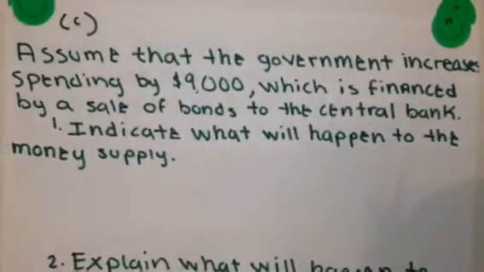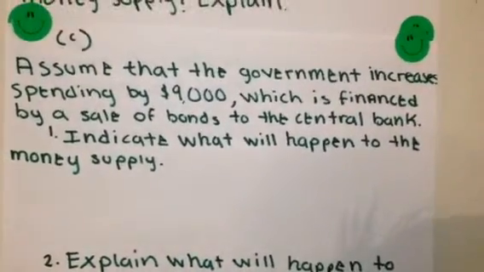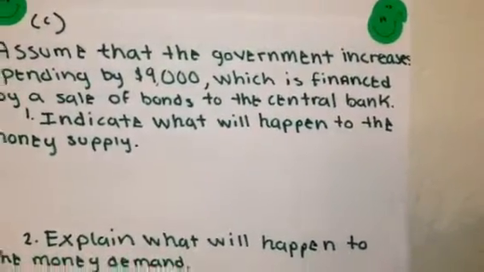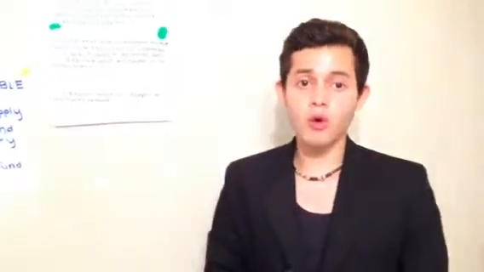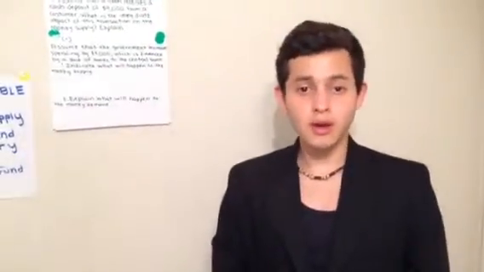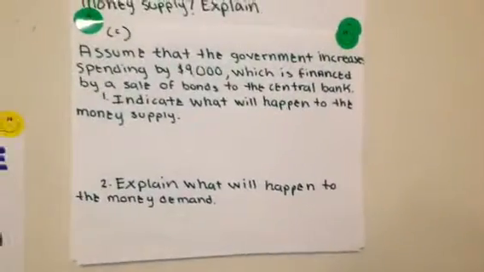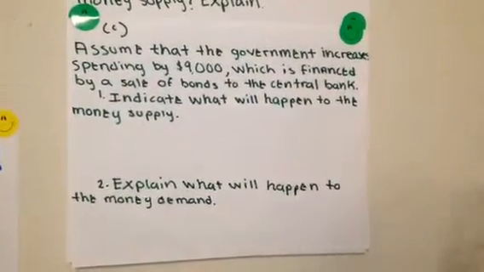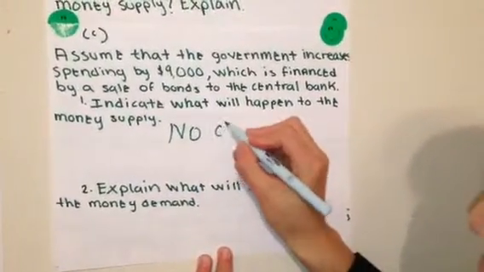It says, assume that the government increases spending by $9,000, which is financed by a sale of bonds in the central bank. Indicate what will happen to the money supply. Explain what will happen to the money demand. If you need more time, just pause the video and I'll go over it. Okay, hopefully you got this right. Let's go over it. So for the first one, we're asked, what will happen to the money supply? Well, the answer is no change.